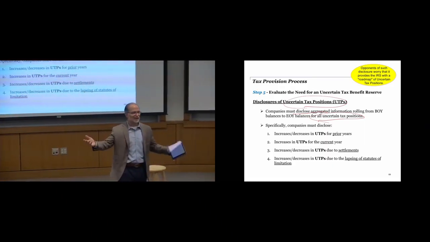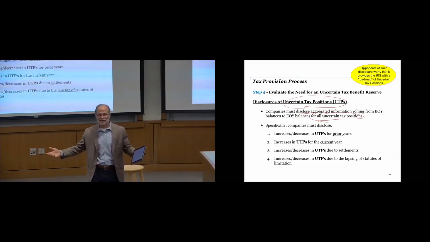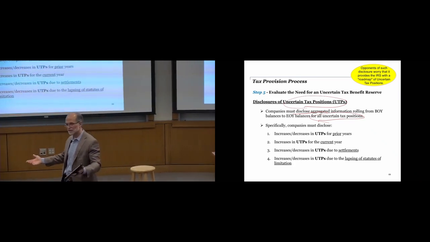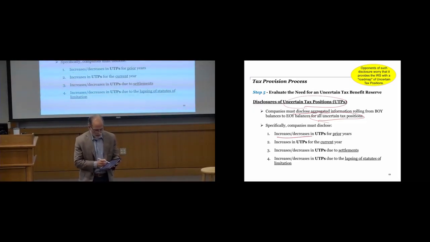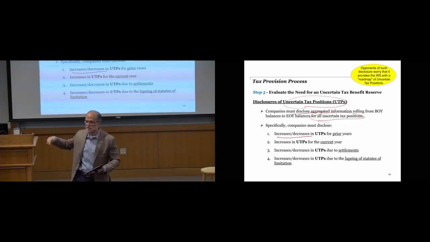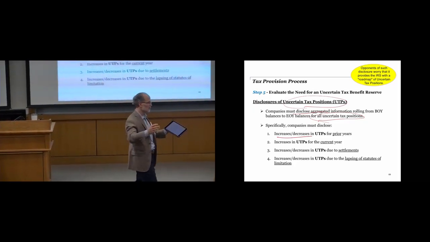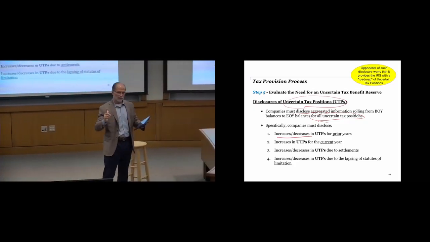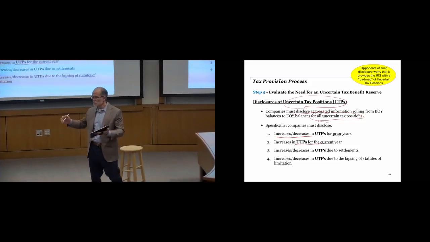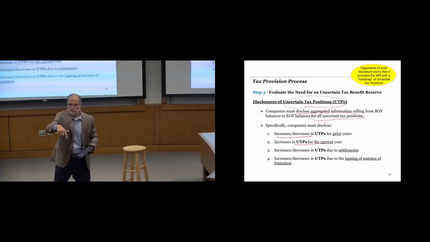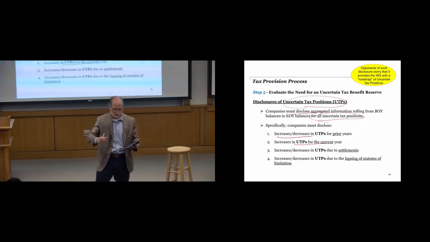You shouldn't be filing tax returns that you're afraid to have a discussion about the uncertain positions. Okay, so you must report increases and decreases. These are all called UTPs, uncertain tax positions. Everybody calls them UTPs. But tell me what your UTPs went up or down. Increases in UTPs for the current year, so stuff you just filed. What's that inventory of items?